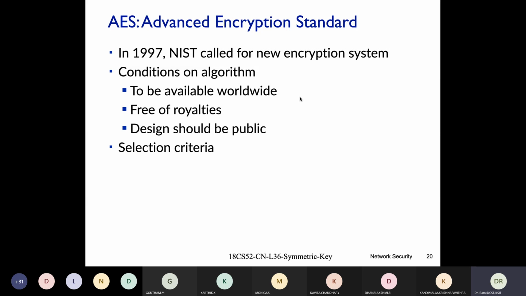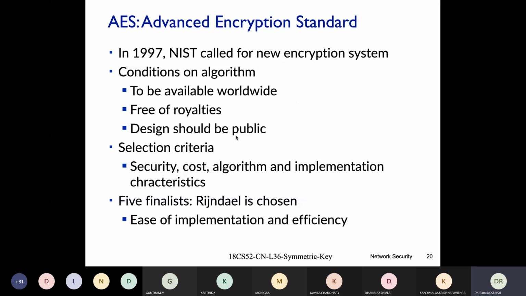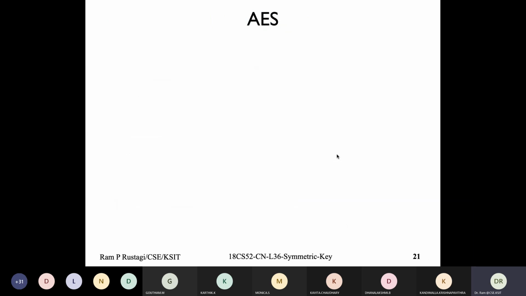They received a number of submissions and selected 5 finalists, and the selection criteria were based on cost, computing cost, algorithm use, and simplicity of implementation. Out of the 5 finalists, Rijndael was chosen primarily because it was easy and efficient to implement. The algorithm was adopted by the US government in 2001.